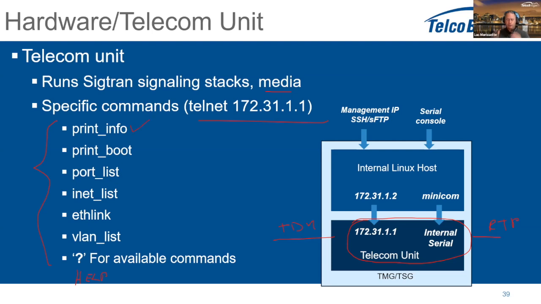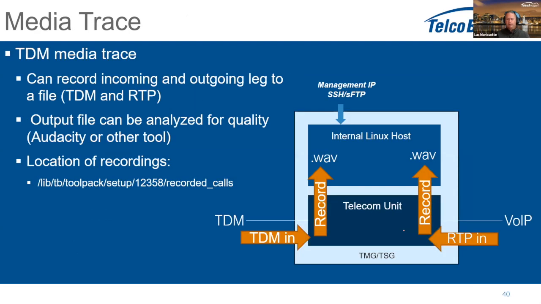Print info gives you information about the unit itself. It tells you what type of hardware mezzanines it has on the system, like the IVR DSP, VoIP DSPs, and serial numbers on the device. Print boot will show you which version it's starting on. Ports shows the physical ports on the system. INET shows the IP interfaces that are configured at this level. VLANs, right? So you get some low-level information about the system here.